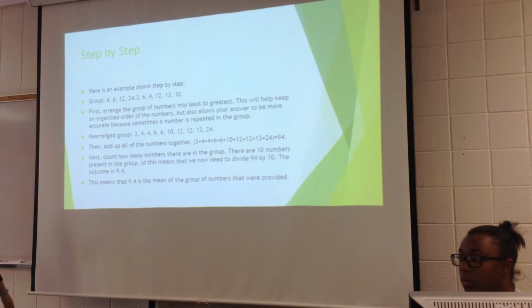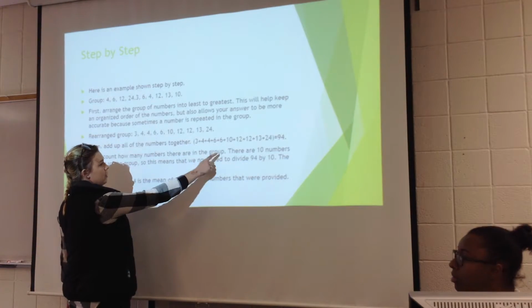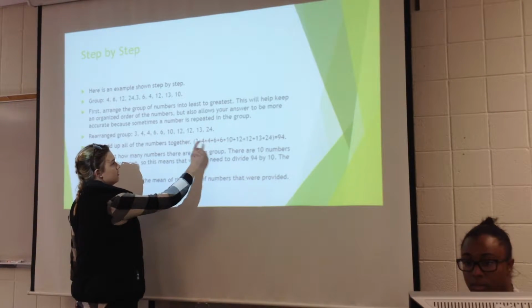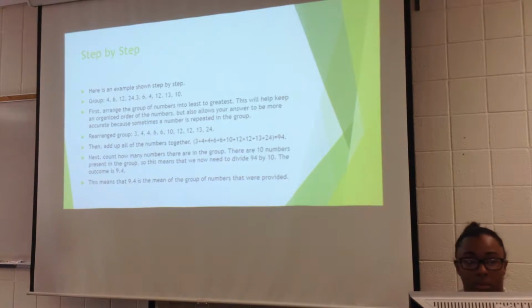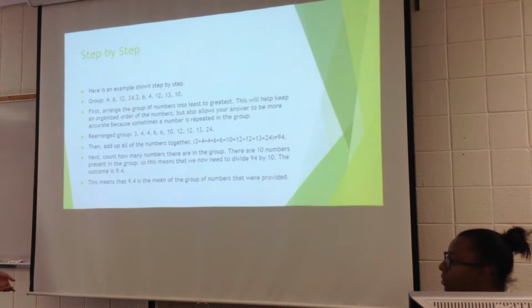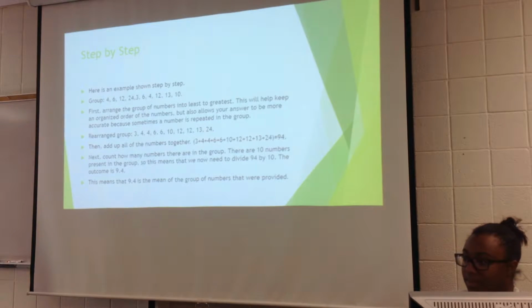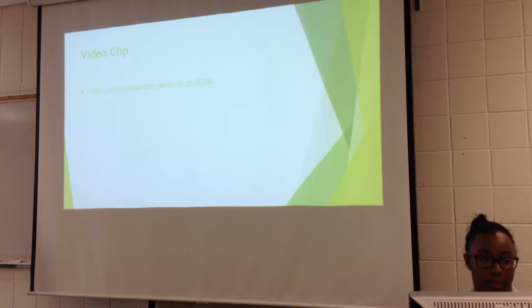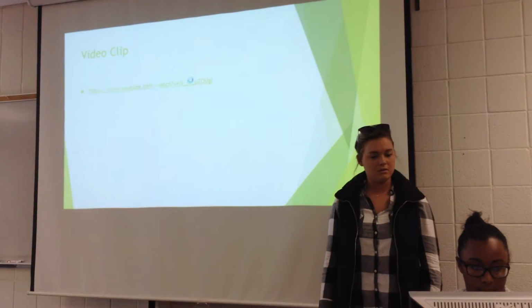And then we need to divide 94 by 10, because after you added them up, you got 94, and then we counted that there were 10 numbers. The outcome would be 9.4. So that means that 9.4 is the mean of that group. Does everyone understand that? Okay, then there's going to be a little video that'll also explain the mean.